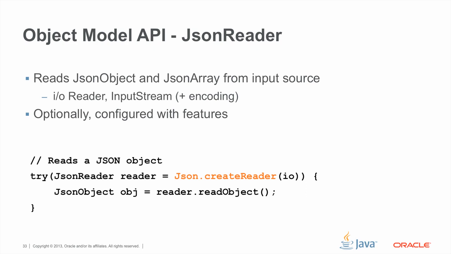These features could be an extensible mechanism a provider could provide. So let's take an example here. You have an input source, which is IO, which has some JSON, and in fact it's basically a JSON object structure. You could first create a reader. You are creating here JSON.createReader, which creates a JSON reader. Using the reader, you call reader.readObject, and you get the corresponding JSON object.